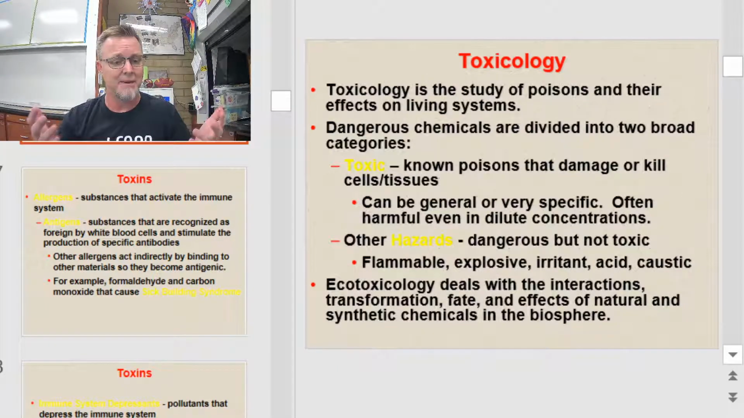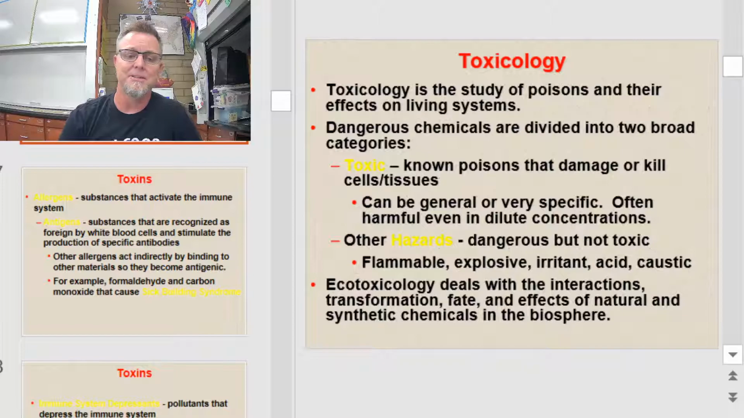Other chemicals are considered hazardous. They're dangerous, but not toxic. They can be flammable, explosive. They can just irritate your skin, your eyes, your nose, your lungs. They could be an acid or a base that might burn you, but unless you were showering in it, it's not necessarily going to kill you.